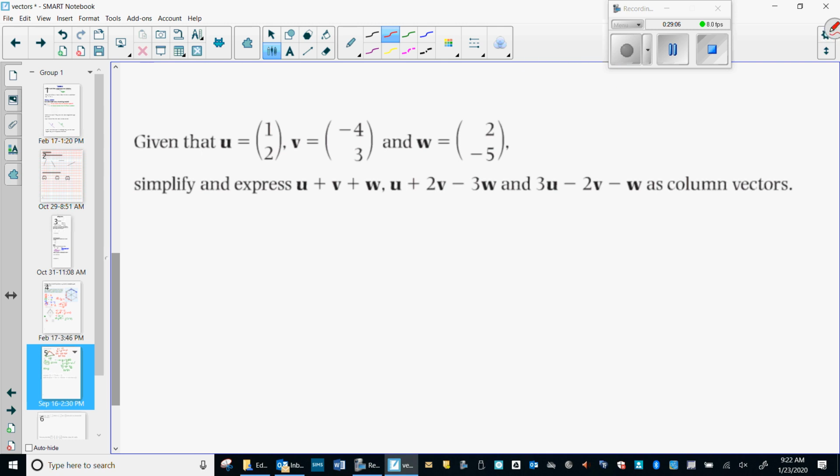Ready? Alright, given that u, v, and w are these vectors, simplify and express u plus v plus w. These are the super straightforward ones, please. Okay, u plus v plus w. So we've got (1, 2) plus (-4, 3) plus (2, -5).